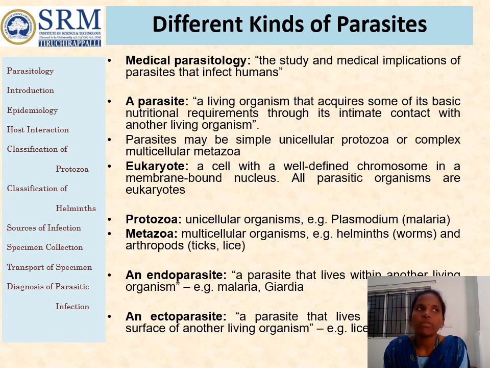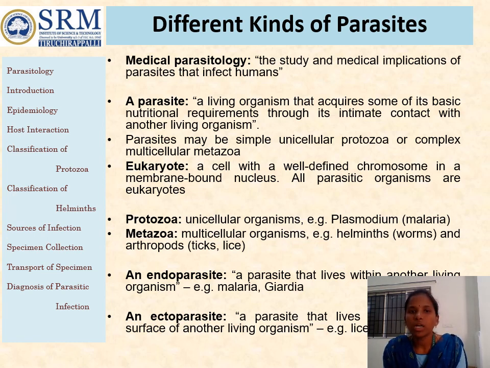First, we know about parasitology. What is parasitology? The study of parasites is called parasitology, especially those that cause medical implications in humans. And what is a parasite? A living organism that acquires some of its basic nutrients from humans or from some other host is called a parasite. That parasite can be in contact with humans or animals for their nutritional purpose and for their growth.